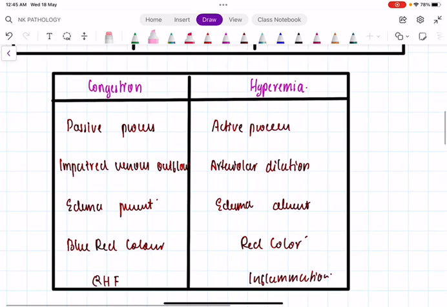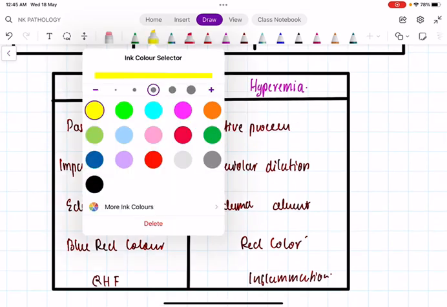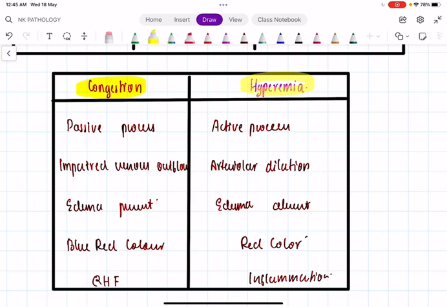Now let us see some of the differences between congestion and hyperemia. Congestion is a passive process because of impaired venous outflow. So more deoxygenated blood will get accumulated. There will be edema present, blue-red color. Finally, you will even get hemosiderin deposition. Common in right heart failure, RHF. All these are VVIP tables. Okay?